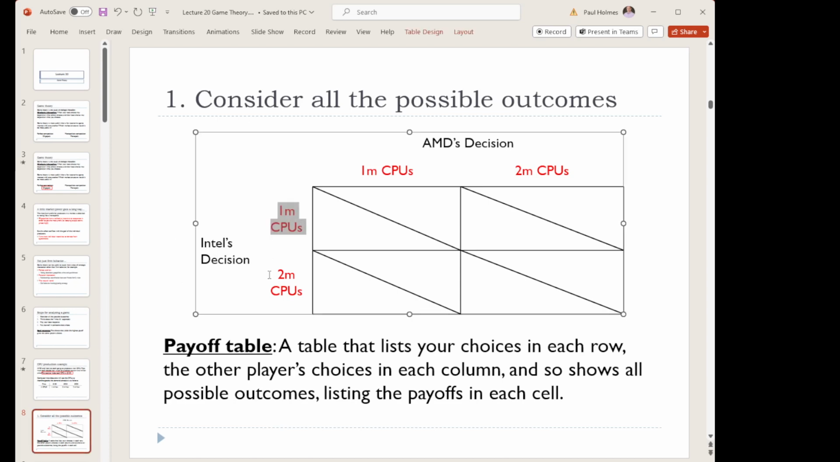So over here, if Intel produces 1 million CPUs and AMD produces 1 million CPUs, then we're going to calculate how much profit each firm would obtain and put those profit amounts into these cells. We'll do that for each of the 4 combinations, and then we'll think about what each player should do. So we're going to spend the next couple of videos filling out these cells.